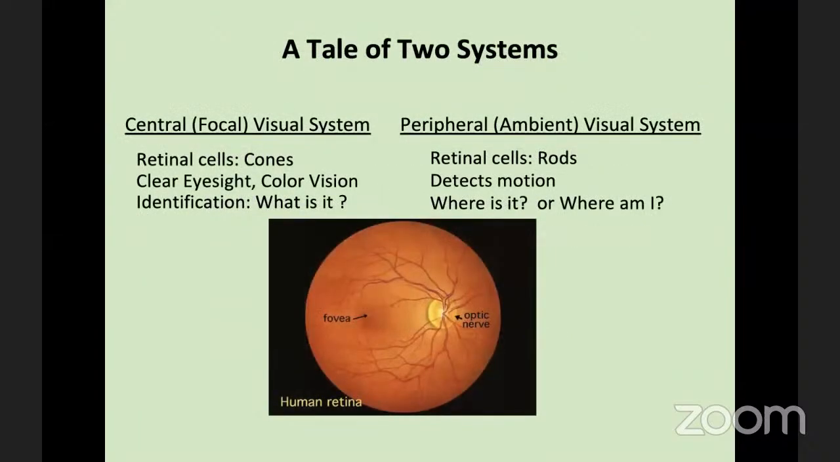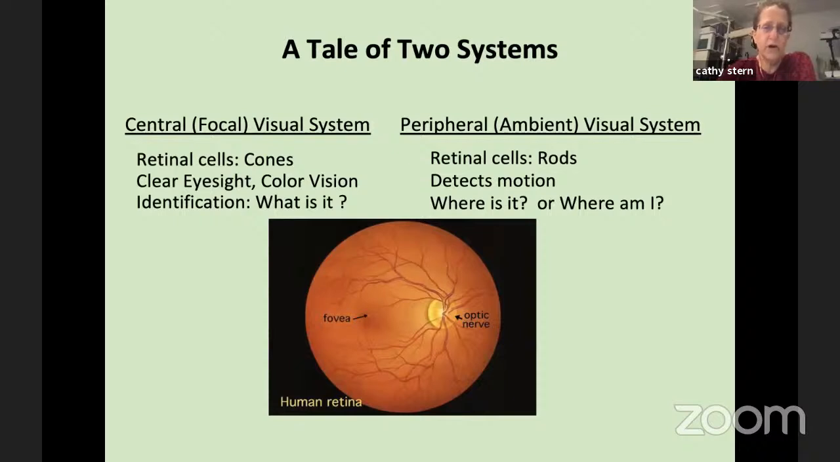And so we know that the focal system is more cone driven, it's more color vision, it's more about what is it, whereas that more peripheral, or what's sometimes called the ambient system, is more rod driven. It's more about detecting motion, and it's about where is it or where am I?